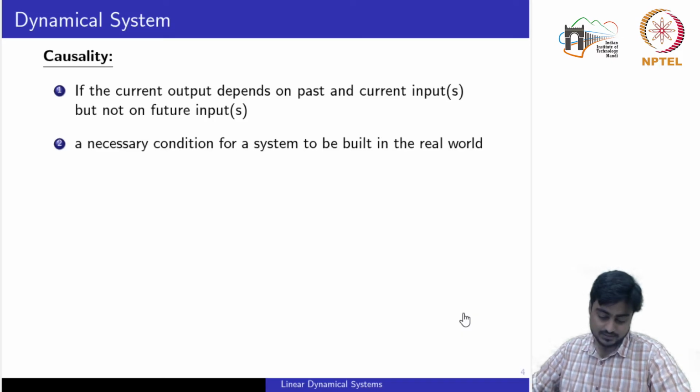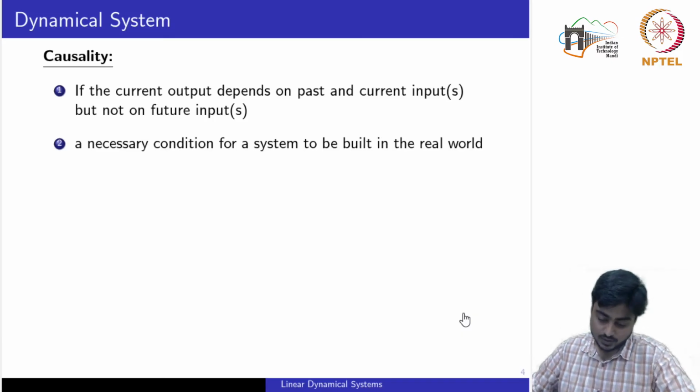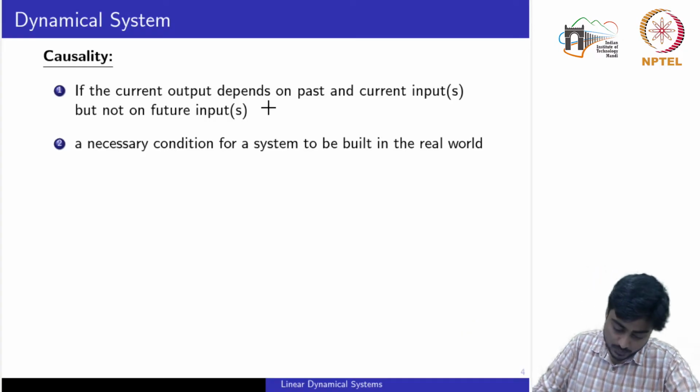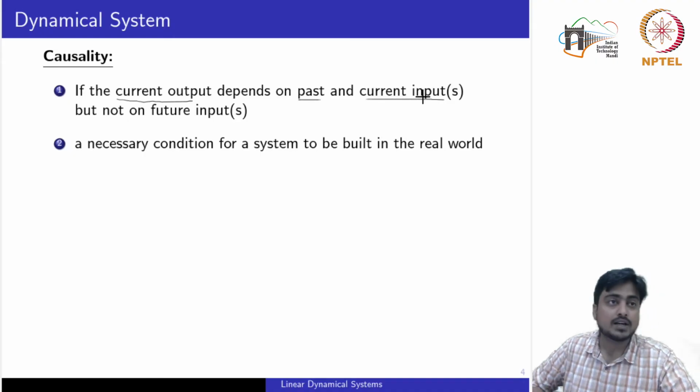Okay. So the first important property of a dynamical system is causality. Causality is defined in the sense that if the current output depends on past and current inputs but not on the future inputs, then we say that the system is causal. This causality is basically a necessary condition for any system to be built or physically implementable in the real world. So here two aspects are introduced: the current output depends on either the past input or the current input.